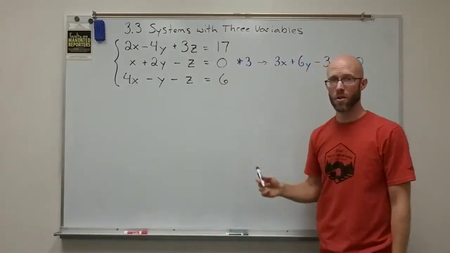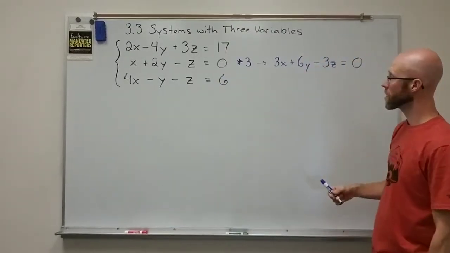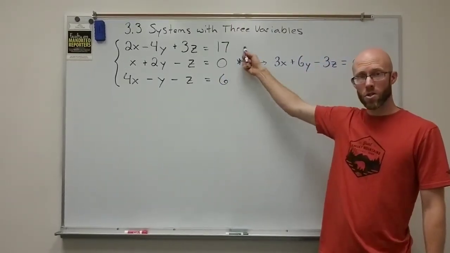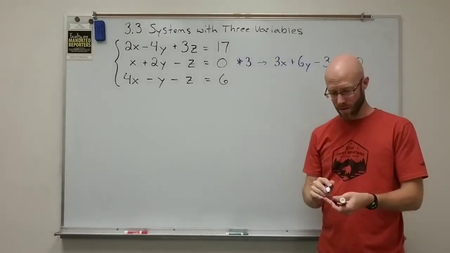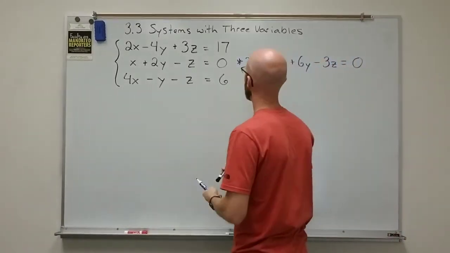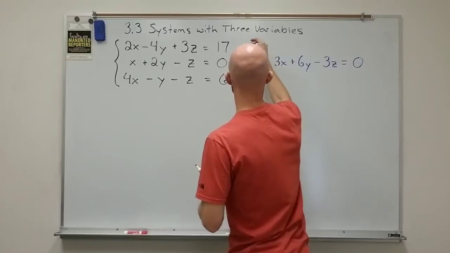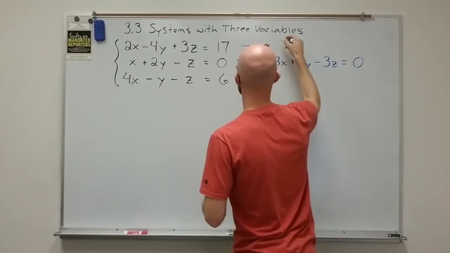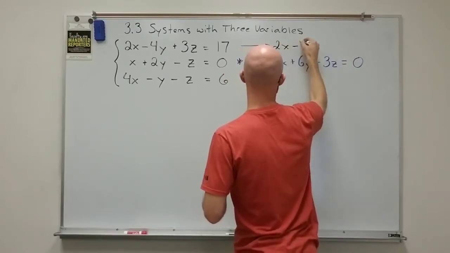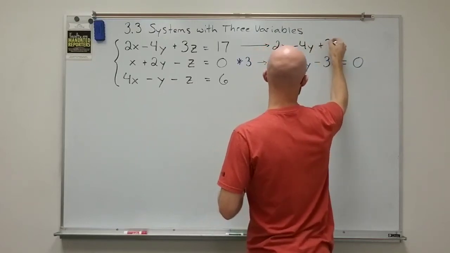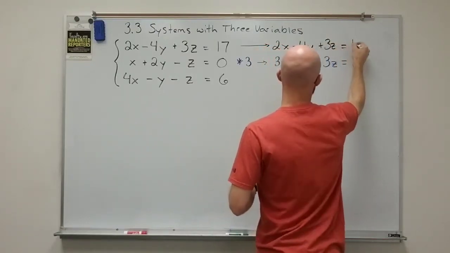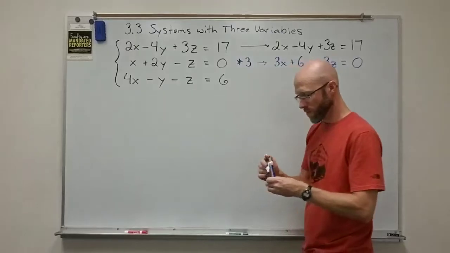3 times 0 is 0. So that's 3 times everything. The top equation is just going to stay as is. Okay, so that one I'll just bring over and call it 2x minus 4y plus 3z equals 17.